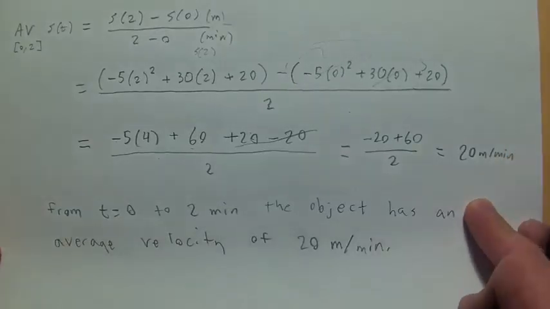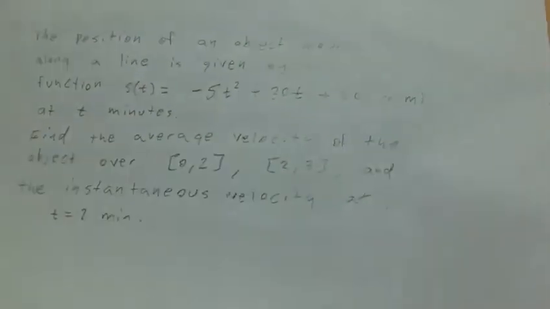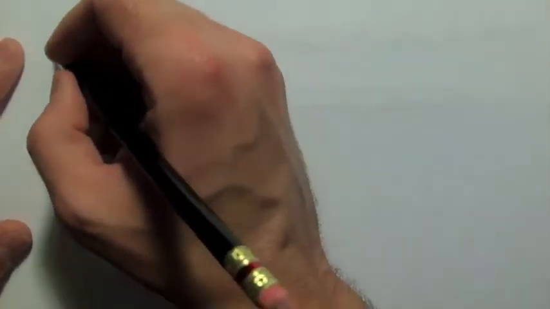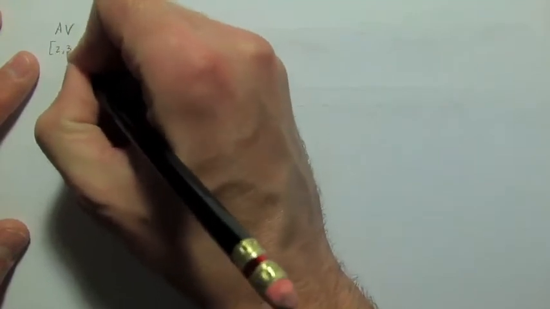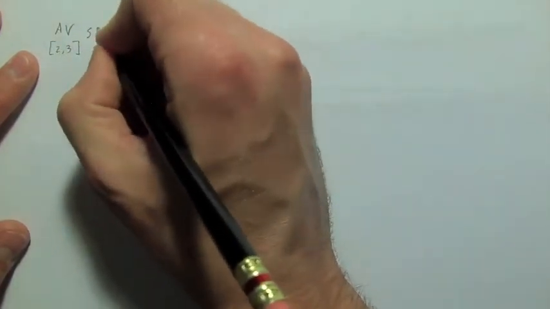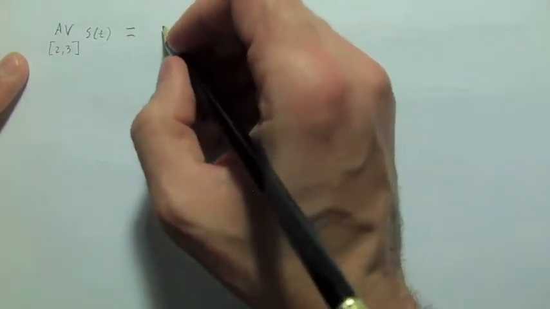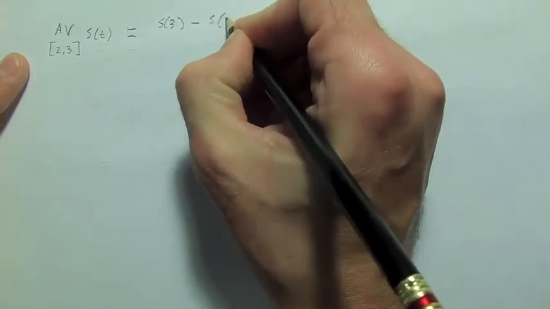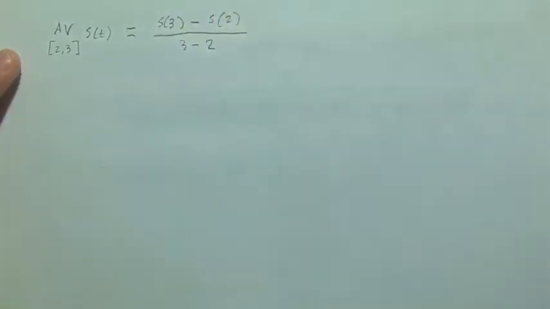Okay. All right, let's find the average velocity from 2 to 3. That's the next piece. And this is done in much the same way. The average velocity from 2 to 3 of s of t is going to be s of 3 minus s of 2 all over 3 minus 2.